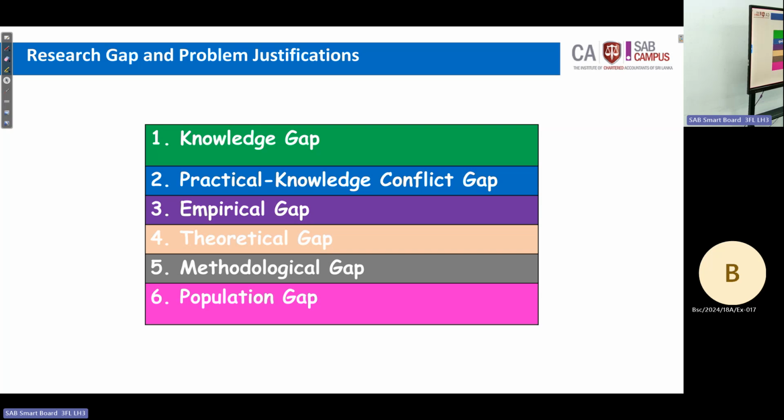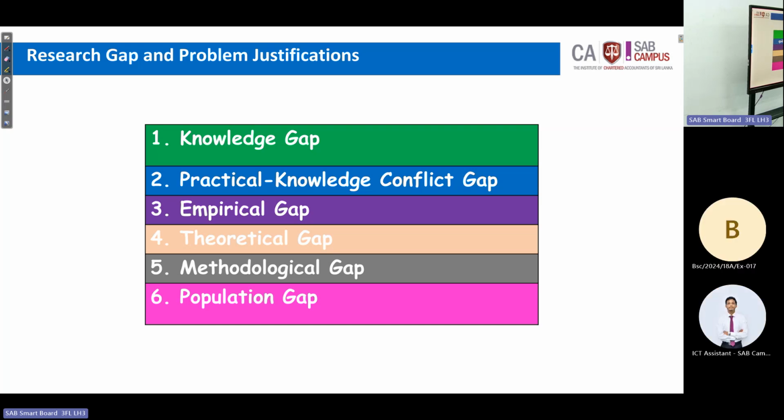What is it? Changes of the method. When you are doing the methodological changes, you have to investigate, but you have the chance. So you do these things by executing the problem. The last one, what is it? Again, at the undergraduate level, you can take population gaps. Population gap, what do you mean by the population gap?